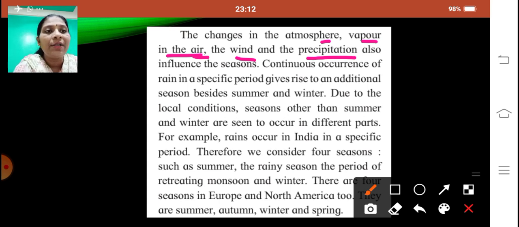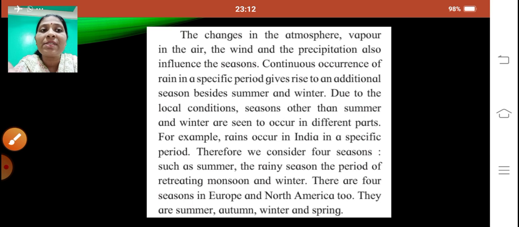Fine. Continuous occurrence of rain in a specific period gives rise to an additional season besides summer and winter. Like in India, we have rains from the month of June to September. Every year in that specific period we have rainfall. So we have the monsoon season over here, isn't it? So continuous occurrence of rain in a specific period gives rise to an additional season besides summer and winter.